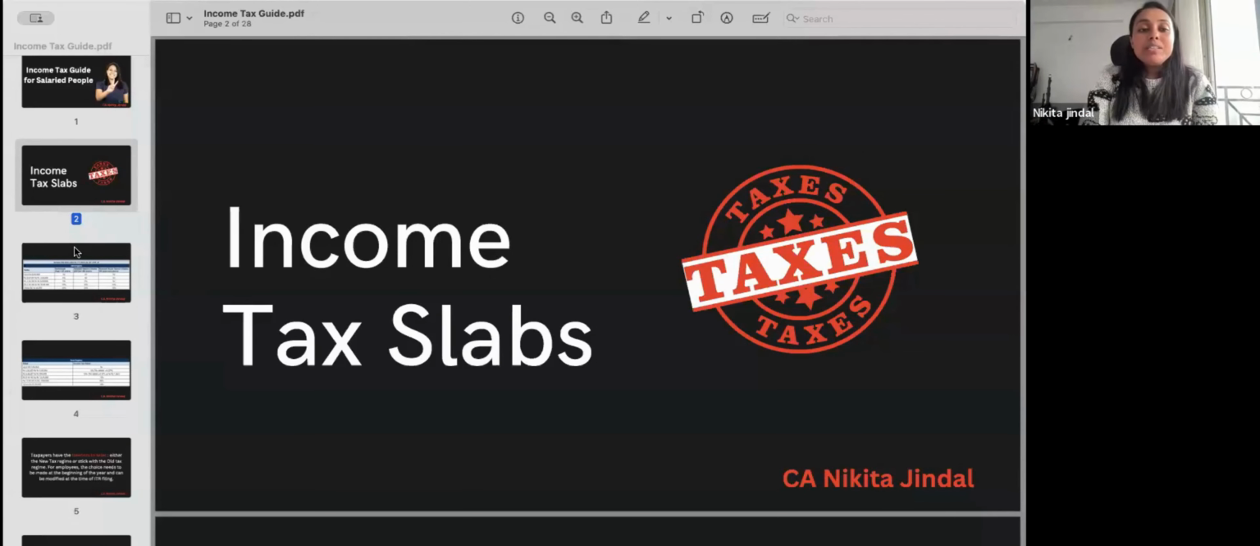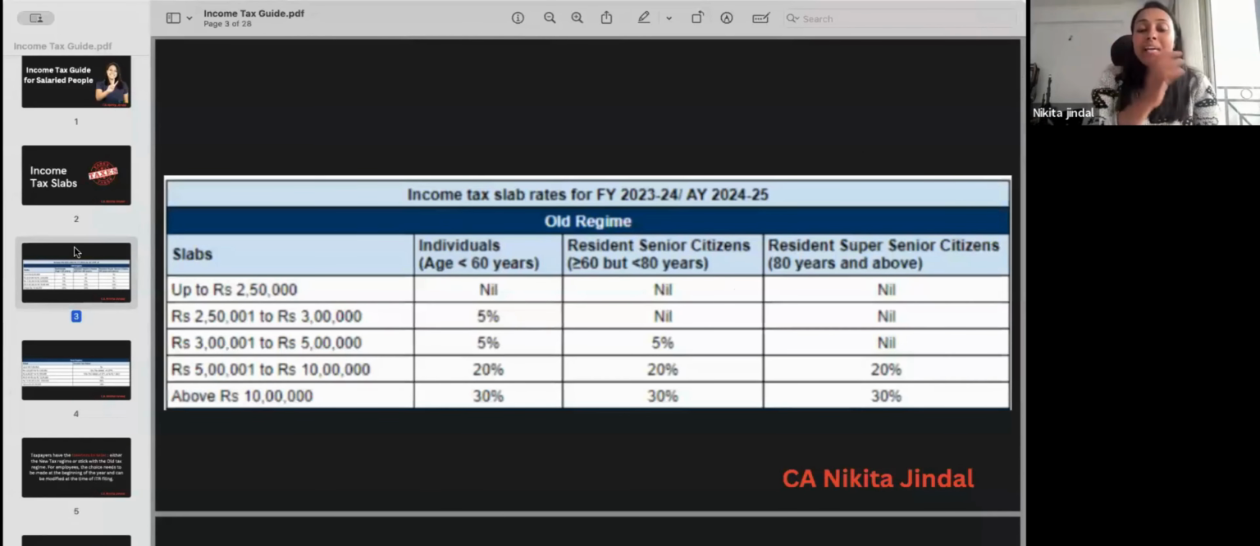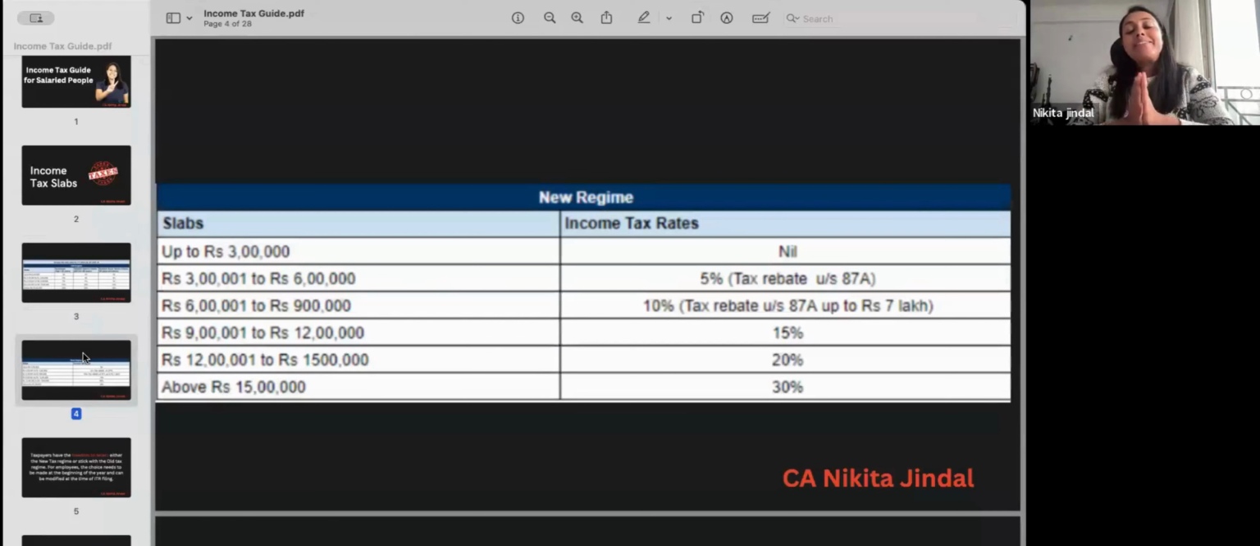Basically, we have learned about the income tax slab rates under the old tax regime and under the new tax regime. The basic thing is that under the old tax regime, you get an exemption limit of 2,50,000, and under the new tax regime, you get an exemption limit of 3 lakh. And we have also learned that if your salary income is 7 lakh, the new tax regime is beneficial for you.